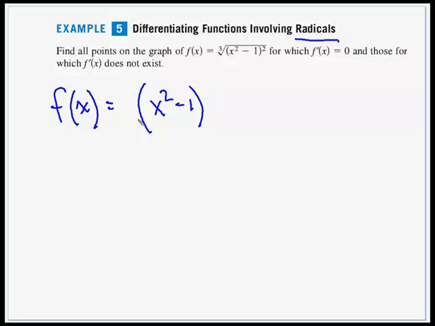Well, that's what's under my radical, x squared minus 1, and it needs its rational exponent, and we make that from the exponent under the radical and the index. So here our exponent would be 2/3. So there's our function f of x.